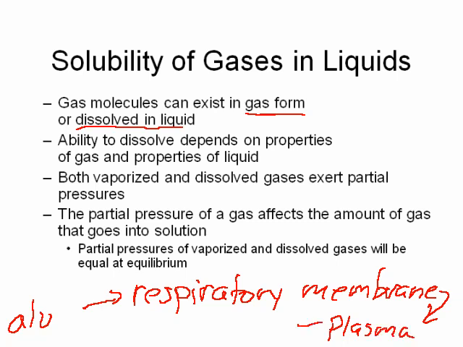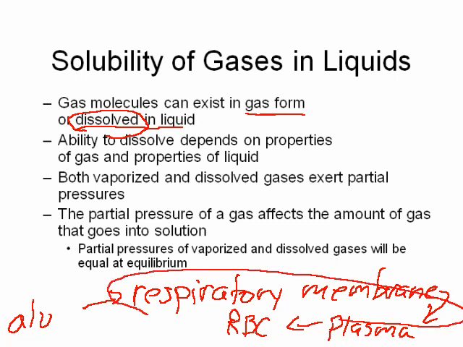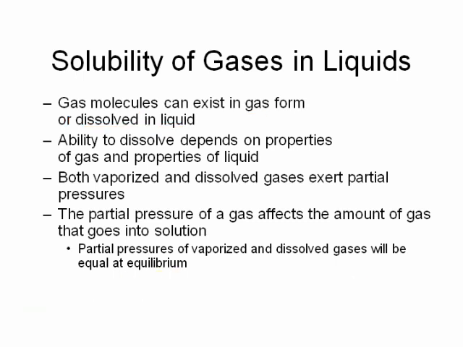And in fact, before it even goes to a red blood cell and ultimately hemoglobin, the gas is going to have to dissolve. It's going to have to dissolve in the respiratory membrane. That is, oxygen is going to have to dissolve in the respiratory epithelium, the vascular endothelium, and be dissolved in the plasma. So we're going to have gas dissolving in liquids in order to be exchanged. The ability of the gas to dissolve depends on the properties of the gas and the properties of the liquid.